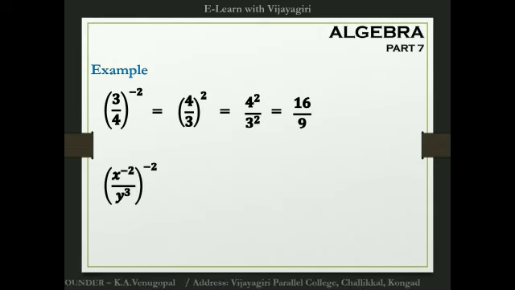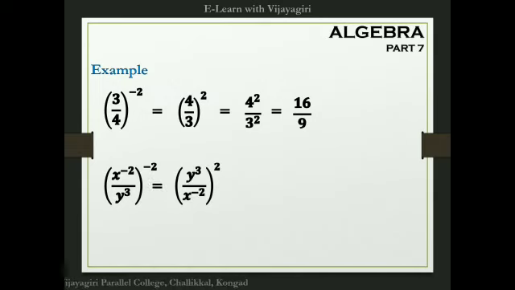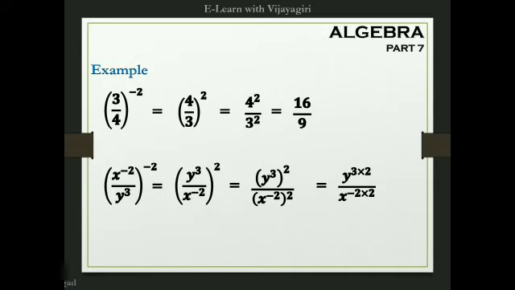X to the power minus 2 by y cube whole to the power minus 2. Here also it is a fraction, so we have to take the reciprocal of the fraction in order to change the sign. So it becomes y cube by x to the power minus 2 whole to the power 2. And now we can give the power separately for numerator and denominator, and we can use the law of raising a power, so it becomes y to the power 3 times 2 by x to the power negative 2 times 2. And we can simplify this as y to the power 6 by x to the power minus 4.